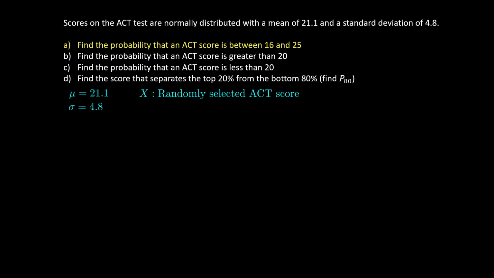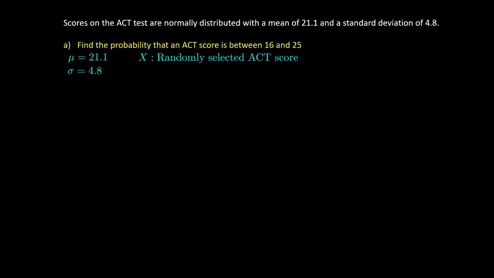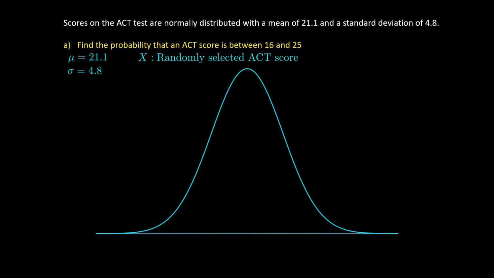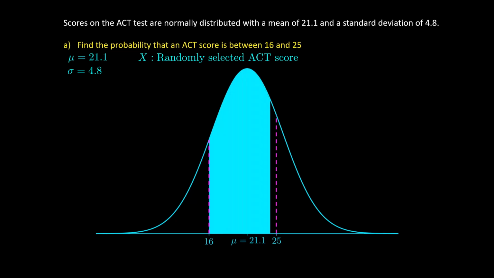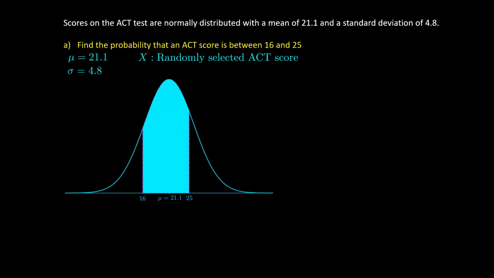Let's start with part A. Here they want us to find the probability that an ACT score is between 16 and 25. The keyword is between. Alright, so let's start by graphing a normal distribution centered at mu equals 21.1, and we'll also label the lower and upper bounds. Let's also draw the boundaries and shade the area under the curve between these 2 boundaries. We can represent the shaded area using probability notation.